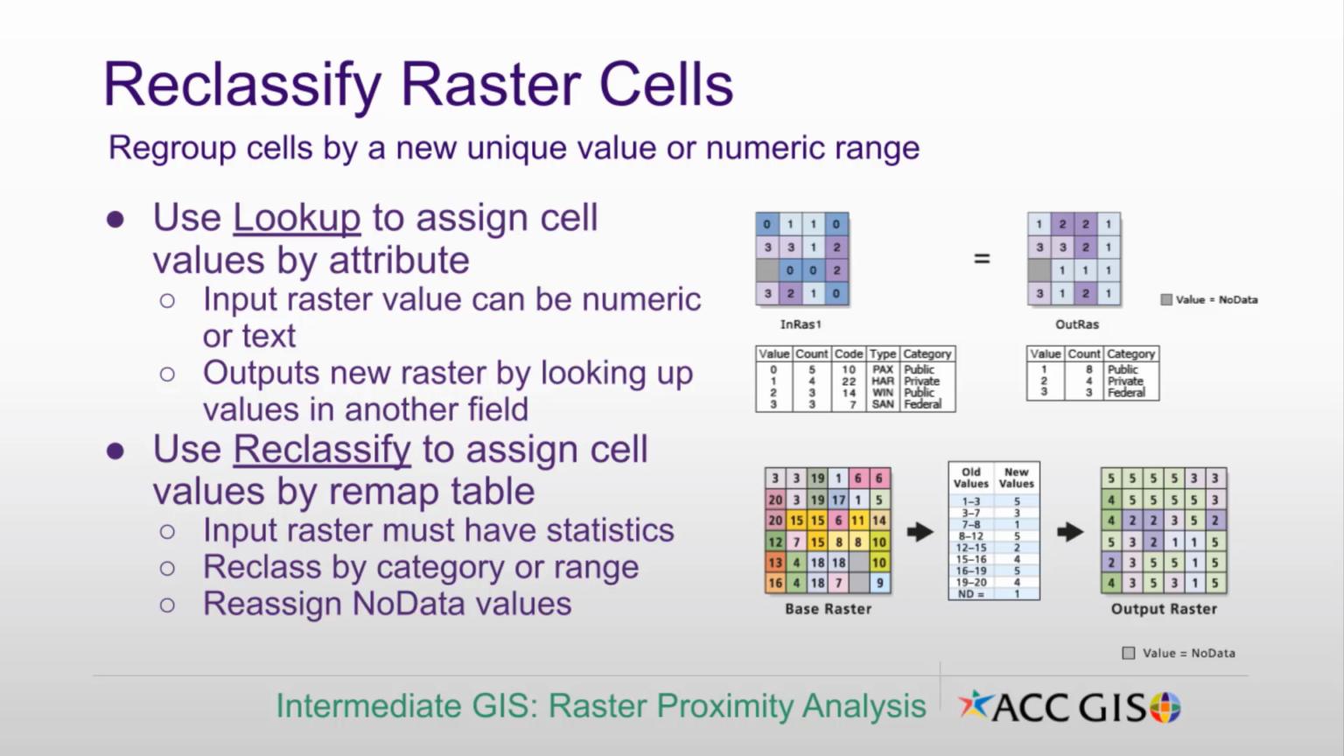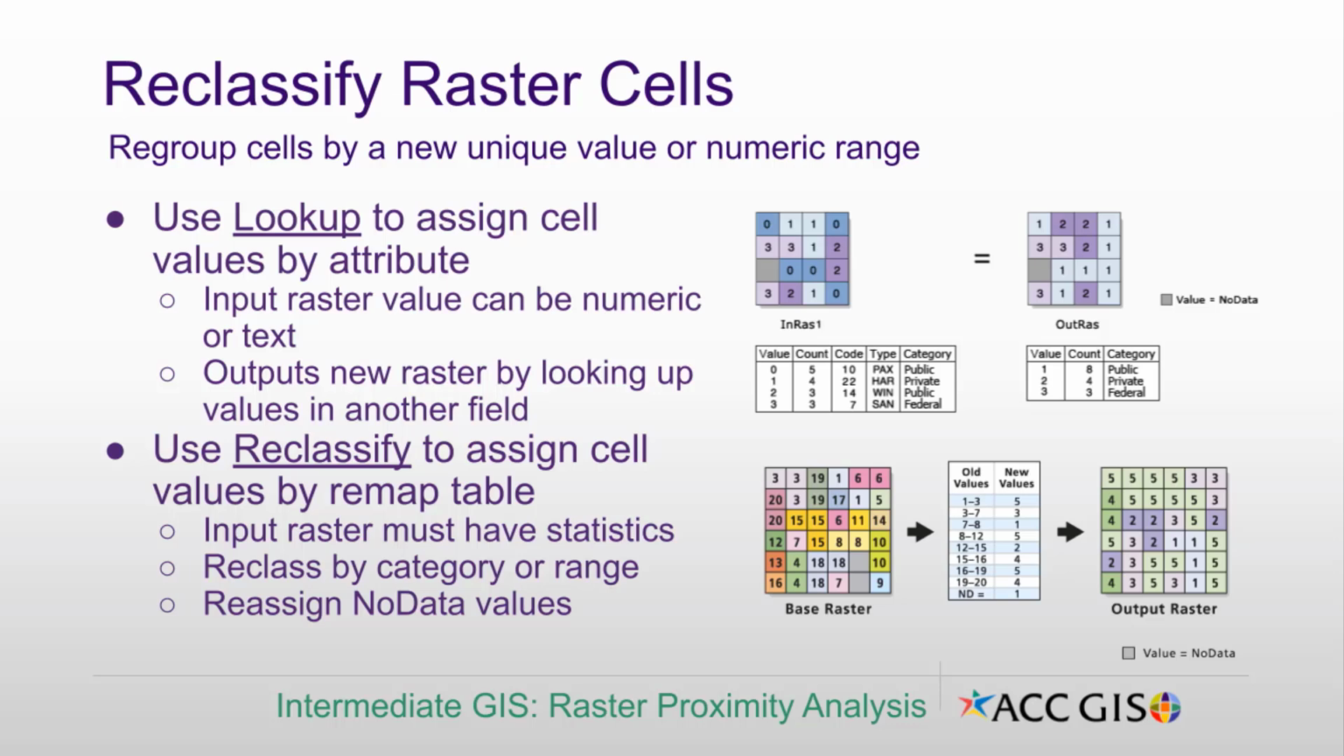And if you look at the example in the in raster, you can see that values 0 and values 2 are coded as public in the category. So in the output, all of the values that were 0 and 2 in the input are now assigned a 1 and coded as public in the output. Likewise, the private values in the input are 1 and coded as 2 in the output, and the federal values are 3 in the input and coded as a 3 in the output.